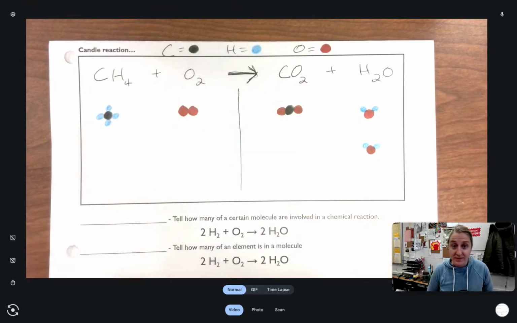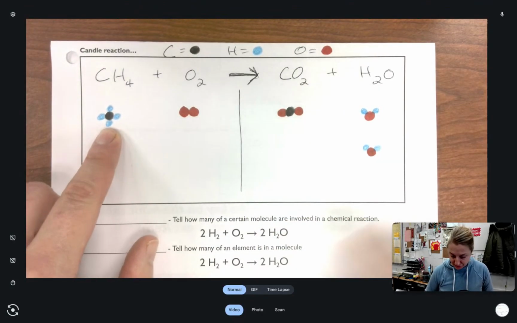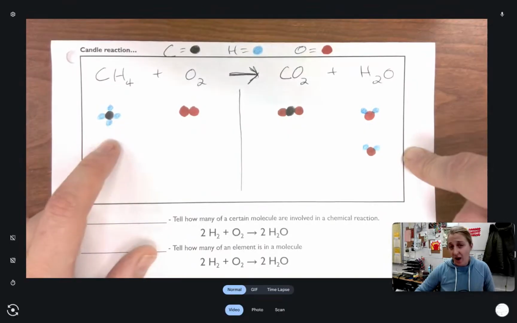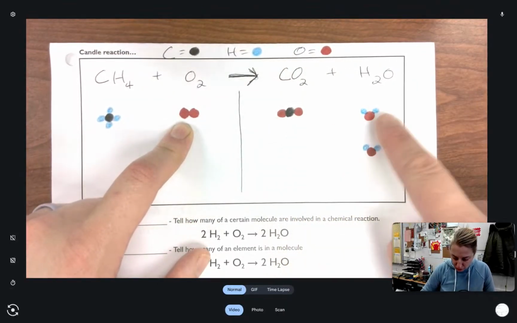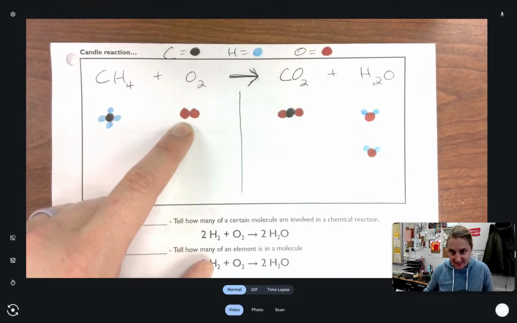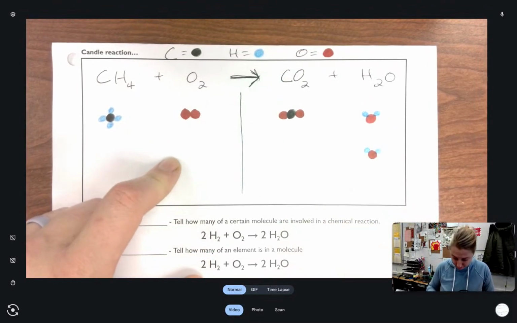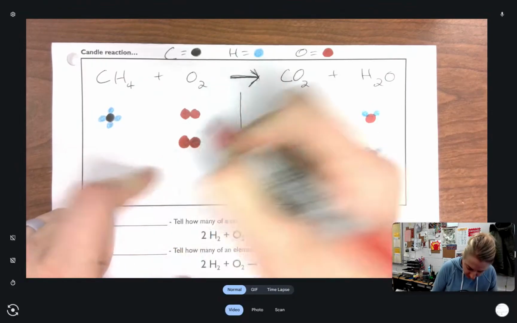Well, I didn't change my carbons. I've still got 1 of those on each side. Now I have 4 hydrogens over here, and I have 4 hydrogens over here, so we fixed that. Now let's look at our oxygens. Here I have 2 oxygens, and over here I have 1, 2, 3, 4 oxygens all together, so I've got to fix that. This is an easy fix. Since I have 4 over here and only 2 here, I can just double this one, right? And now this becomes like that.